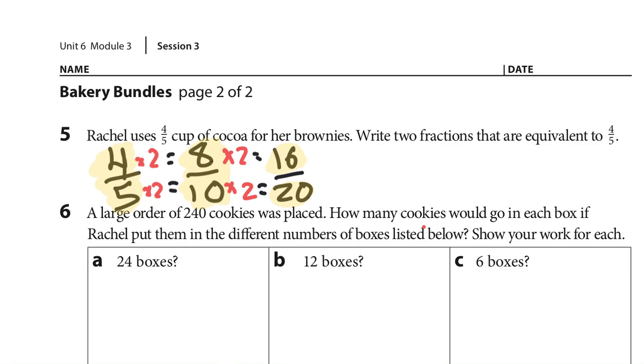Now, are there other ways that we could do this? Absolutely. I could triple, I could quadruple, I could quintuple. You could take each of the numbers times 10. You would have a fraction equivalent.